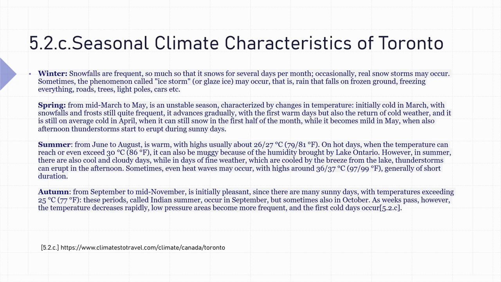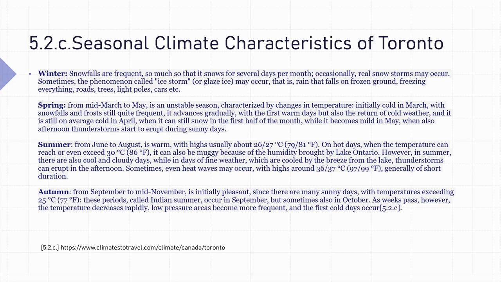Spring, from mid-March to May, is an unstable season, characterized by changes in temperature, initially cold in March, with snowfalls and frost still quite frequent. It advances gradually, with the first warm days, but also the return of cold weather, and it is still on average cold in April, when it can still snow in the first half of the month, while it becomes mild in May, when afternoon thunderstorms start to erupt during sunny days.